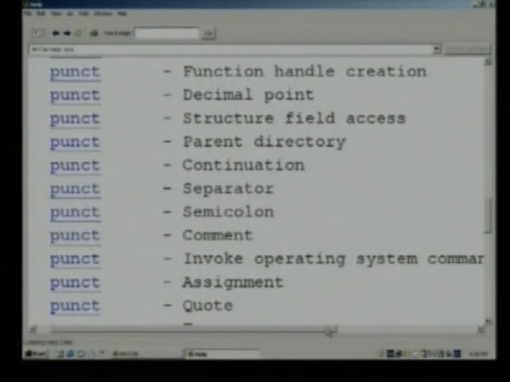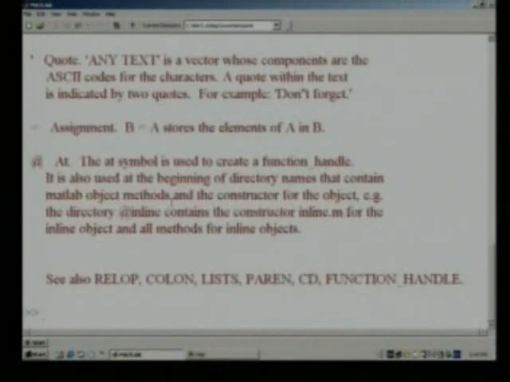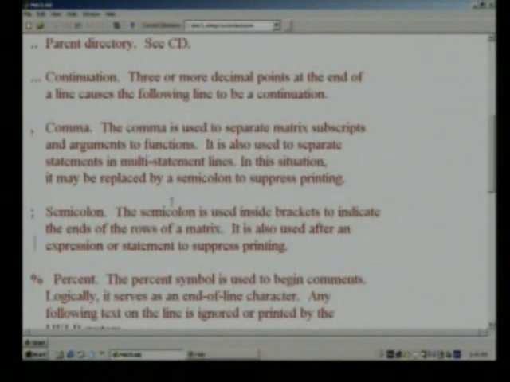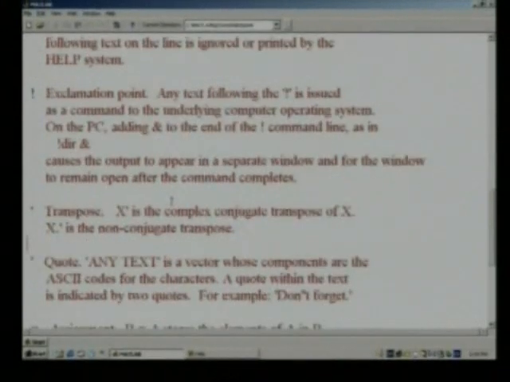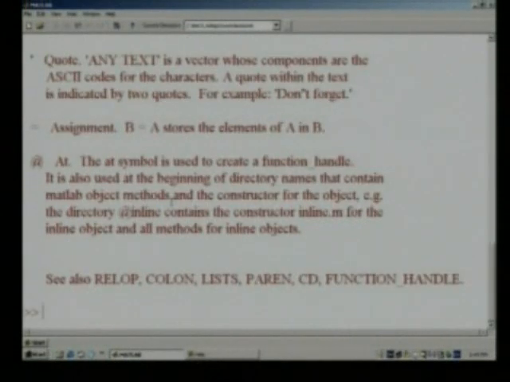So they are all called punctuations. If you go to MATLAB and write help punct, all these things will come up. What are the different punctuations you can see? Decimal point, array operations, field access, then parent directory, CD, continuation, comma, semicolon. So I can just tell you about a few of them. For example, let me tell you about continuation, 3 dots.